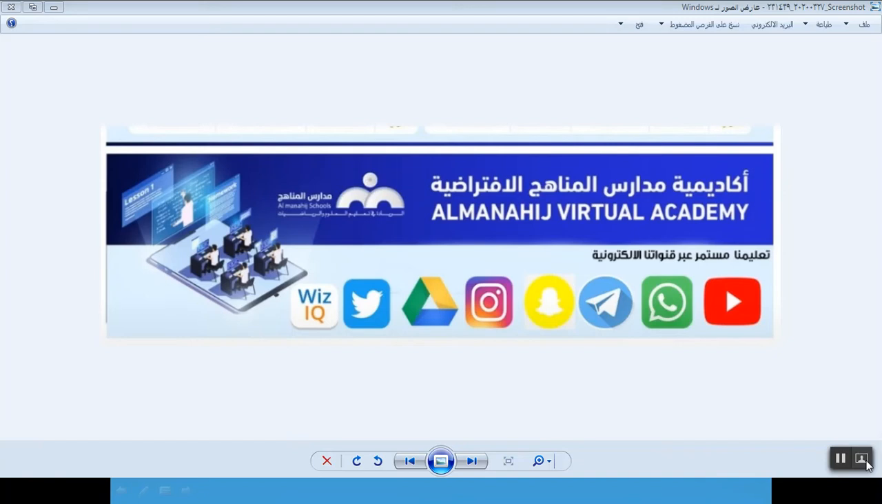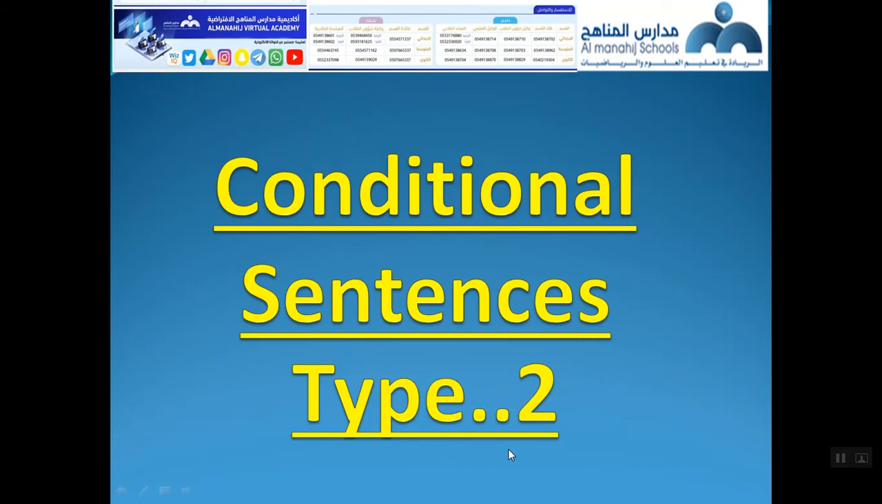Our lesson today is 4D Grammar, page 55. Our grammar today is about conditional sentences type 2.